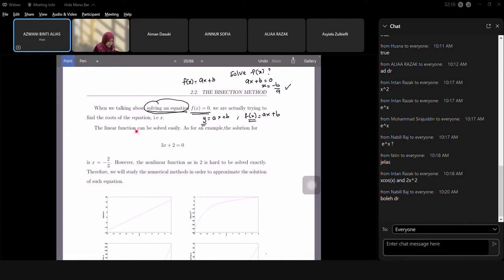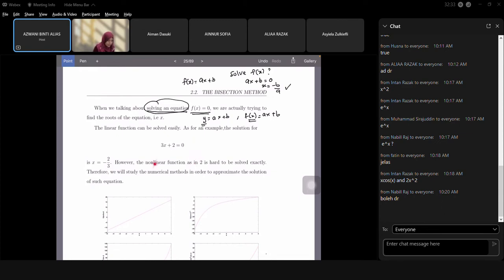The linear function can be solved easily. As an example, the solution of 3x plus 2 is equal to 0. You rearrange everything and you will get x equal to negative 2 over 3. Okay, easy.